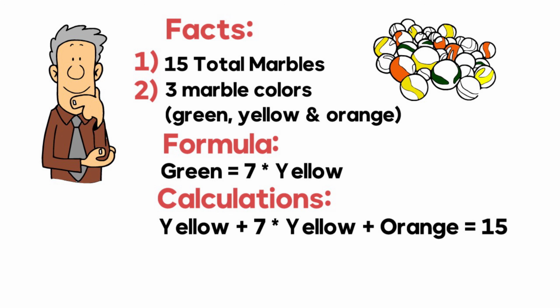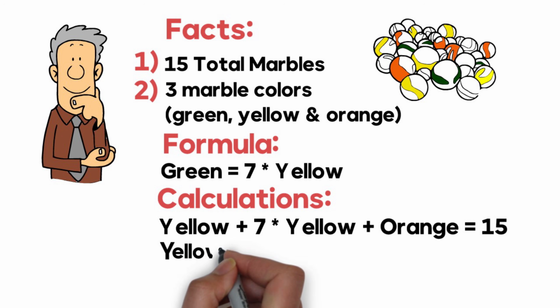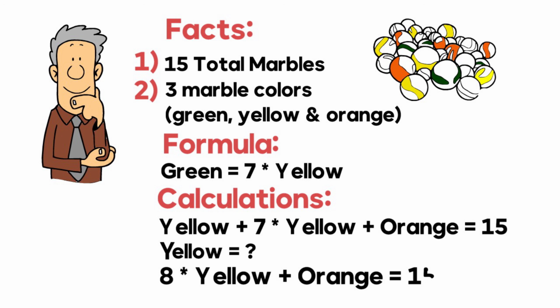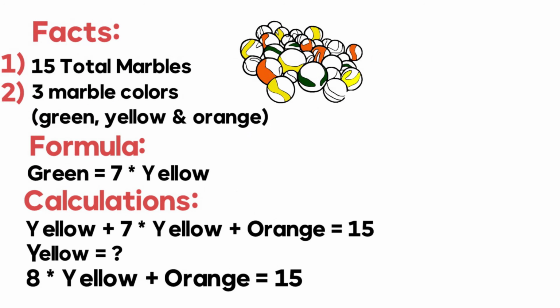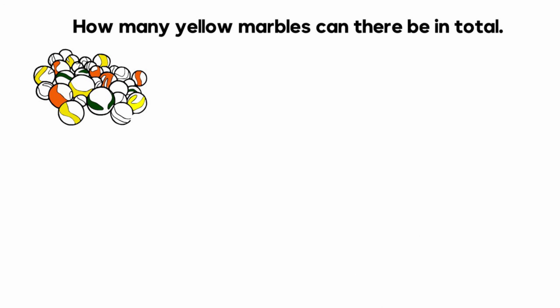Because 15 is a relatively small number, we can start guessing how many yellow marbles are in there. Our ability to solve this challenge is based on the fact that there is a very small number of total marbles. If we simplify this formula, we get 8 yellow marbles plus however many orange marbles equals 15. So the question is, how many yellow marbles can there be in total?